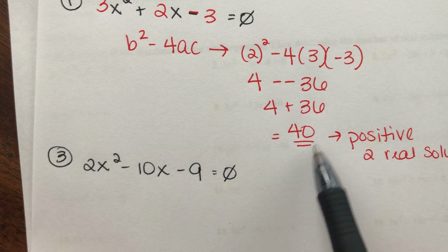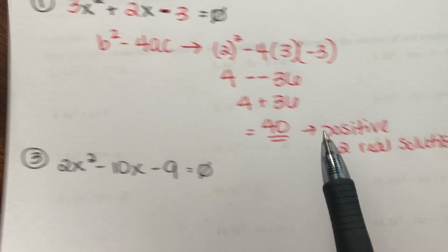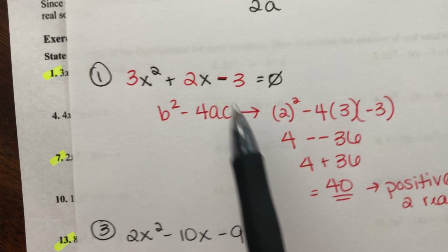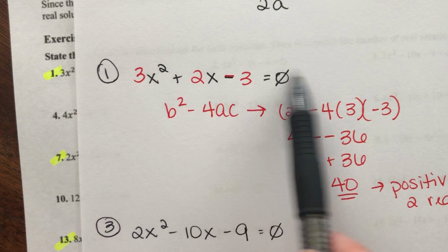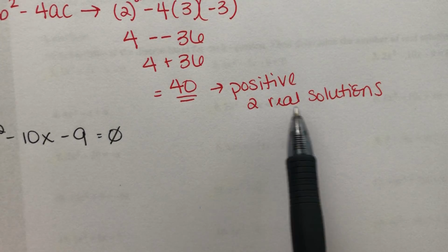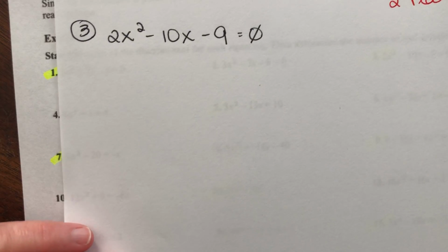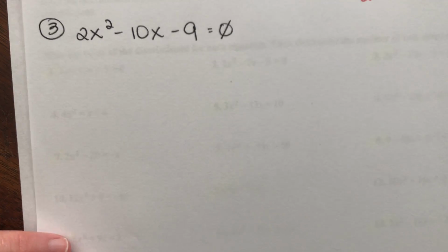If the number under the radical ends up being positive, that means you get two solutions. So if the question here is how many solutions does this quadratic equation have? It has 2. Okay, so let's just keep going with that. Let's just do some more. Number 3, we're going to do next. Remember, I said we're going to do 8 total.